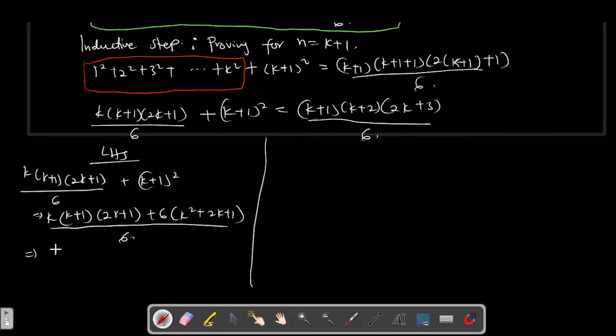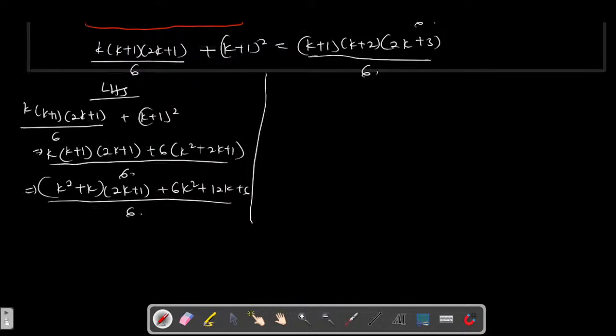Now here you get k squared, I'm multiplying this, k squared plus k in one bracket, 2k plus 1. Then here I'm going to get 6k squared plus 12k, plus 6. All this over what? 6. Okay, so that's my left hand side.